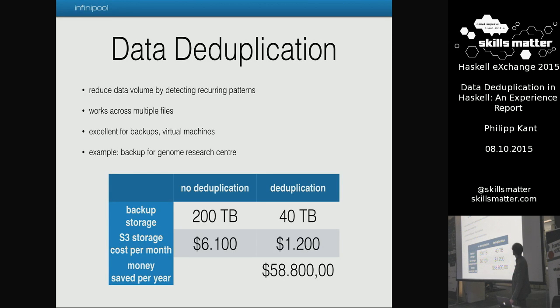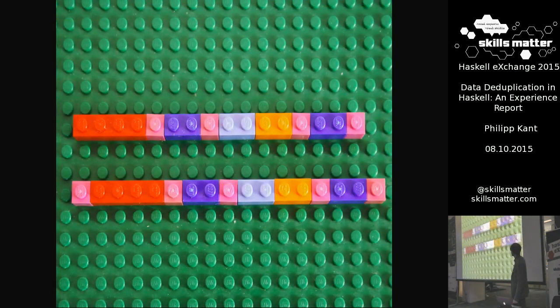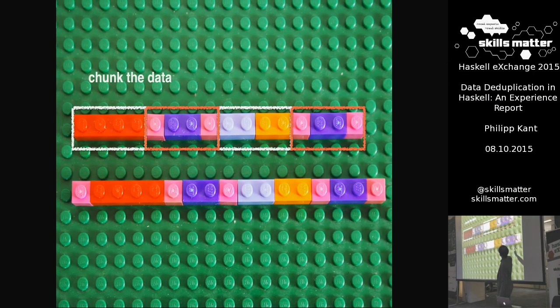So let's look at how this method works in a bit more detail. We have here streams of data represented by blocks of different color, and you probably see that there are these patterns that repeat. And in order for the computer to see this algorithmically, we first have to chunk the data up, and then we can see, okay, here's a chunk that agrees with that one. And then we have to save it only once and can reference it multiple times.